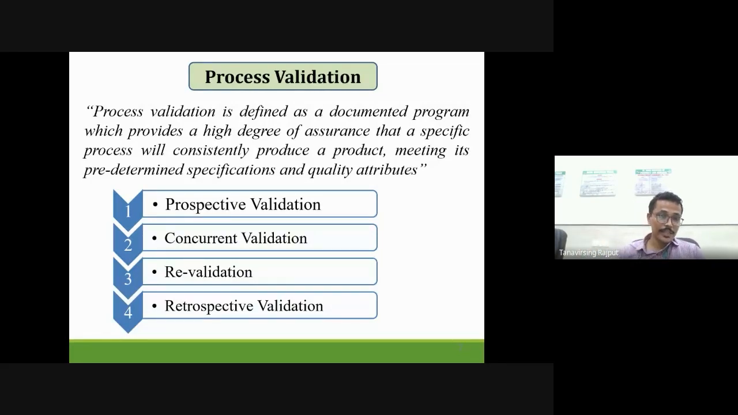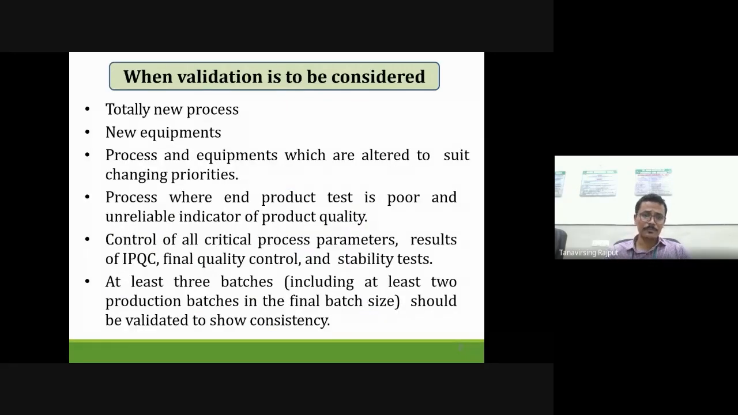Then the third thing, revalidation. Revalidation is required when the validation schedule is there, so after 6 months or after 12 months it requires a revalidation. In that case, we apply the approved validation process again and we get the revalidation. Then retrospective validation is carried out on historical data. On the basis of that historical data, the retrospective validation is performed.